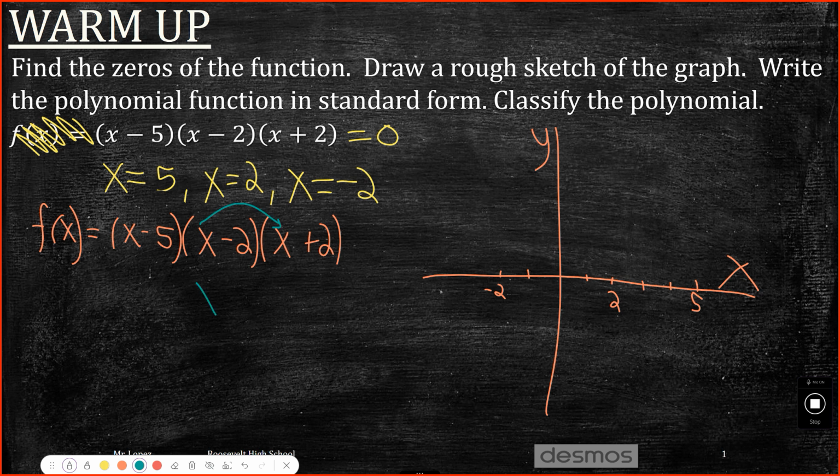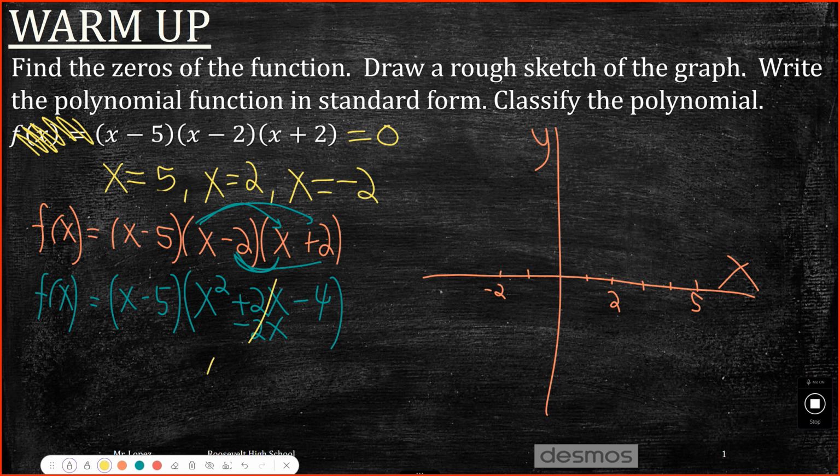X times x, x squared. X times 2 is 2x. Negative 2x. I'll put it here. And negative 2 times 2 is negative 4. So let me just hold on to that, and let's put the x minus 5 here. So in this, what's going to happen right there in the middle? It's going to cancel out. So then I'm going to have x squared minus 4.